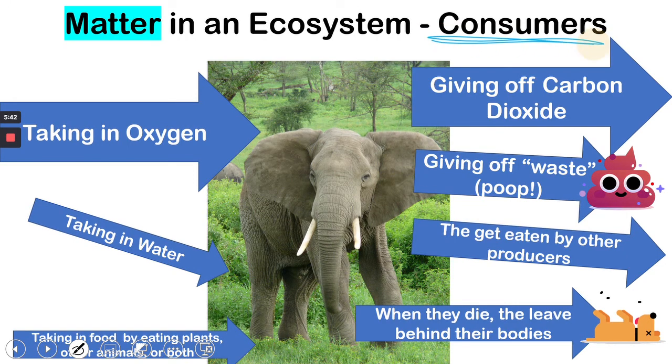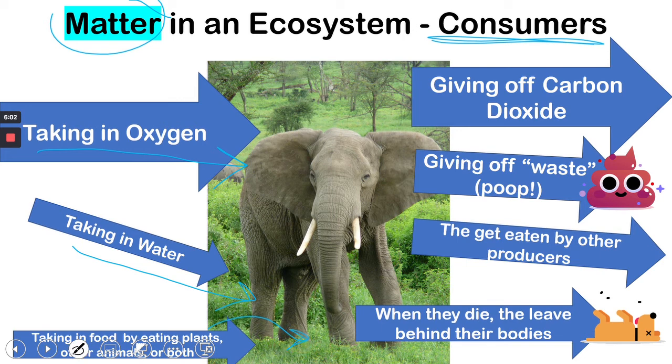Next, let's look at consumers. So what matter are consumers taking in? Well, they're breathing in that oxygen that the plant's giving off. They're also taking in water. Sometimes they drink water, or sometimes just the plants they eat have lots of water in them. And then they're also taking in a lot of matter by eating foods.